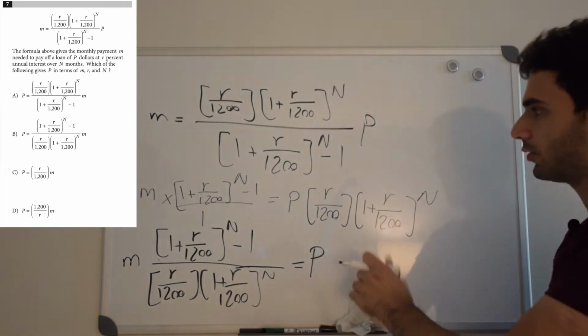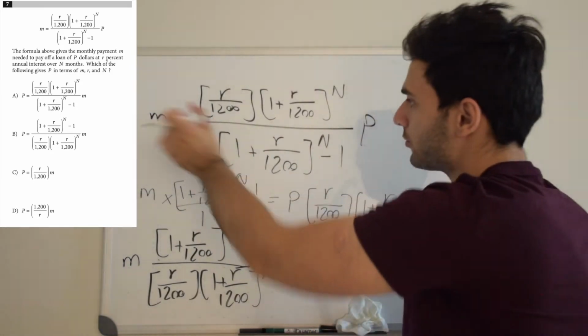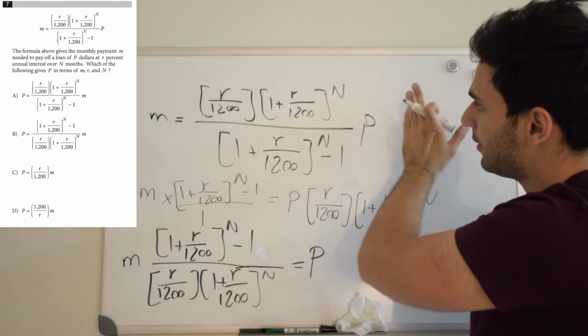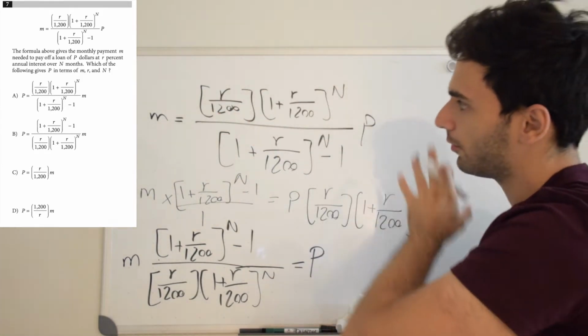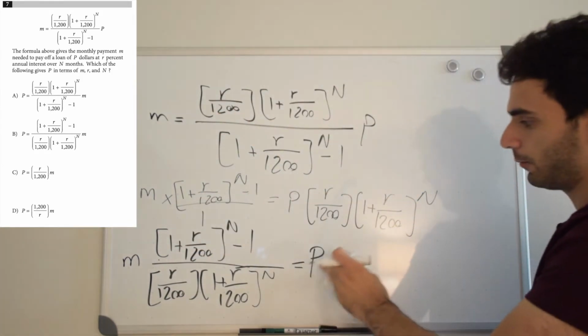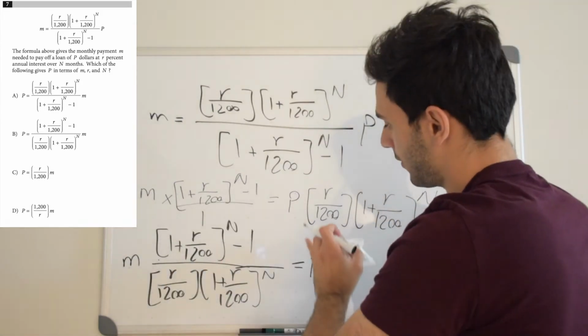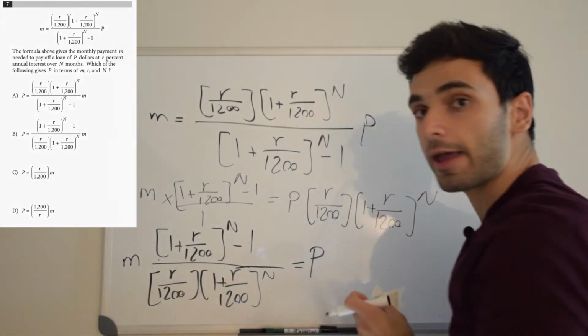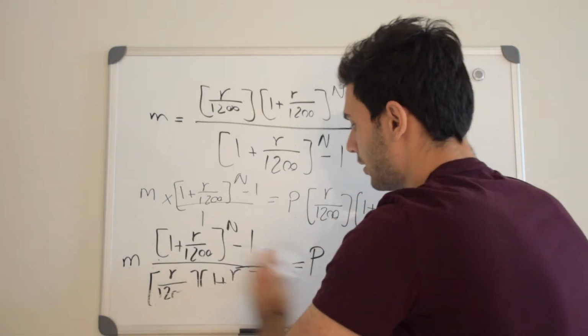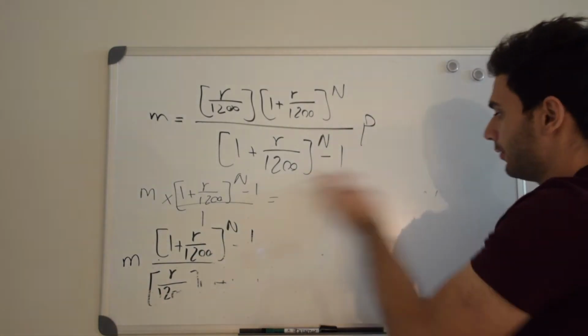Done. So we just need to multiply both sides by the denominator and divide both sides by the numerator. And then we isolate P and we find P based on M. All right.